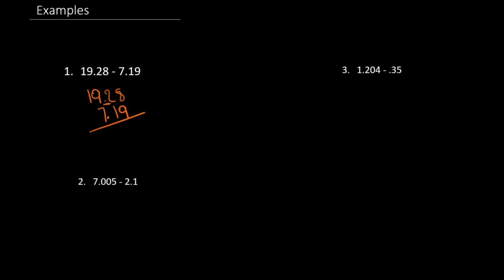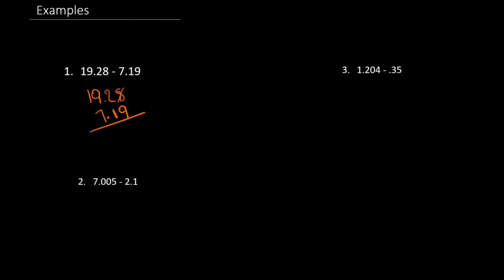So this is what I mean by align. When you look at it, these two are aligned. That's the right way, that's how you're supposed to subtract decimals. Now what do you do? Well, you have to subtract it like any other number. Think about how you subtract when you do 29 minus 13. You do the same thing now.